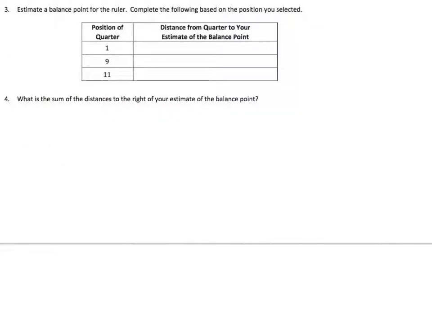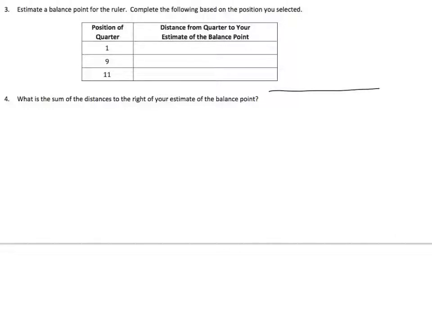All right, let's work on estimating a balance point for the ruler. Complete the following based on the position that you may or may not have selected. So let's estimate a balance point. I've got that ruler. I've got a quarter on, let me go back and look at it. A quarter on 1, and a quarter on 9 and 11. 9, 10, 11, 12. 12 should be at the end, though. Oh, this is terrible.